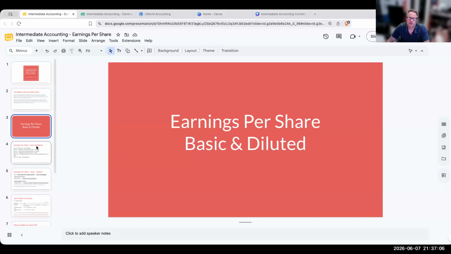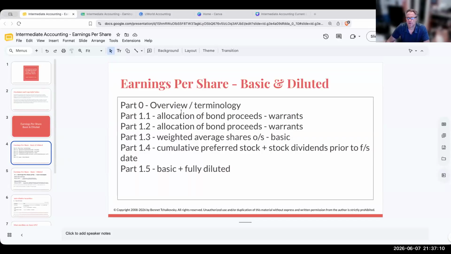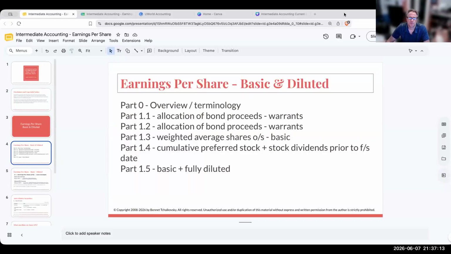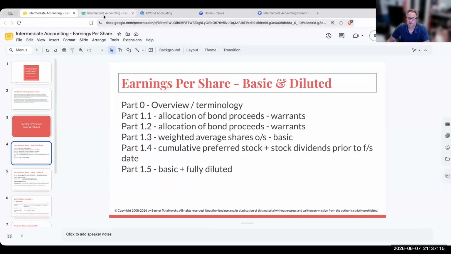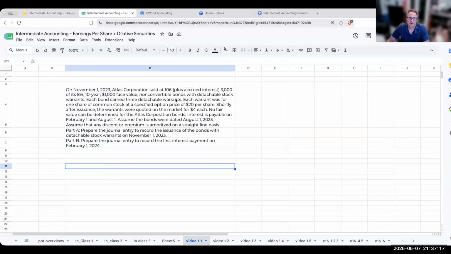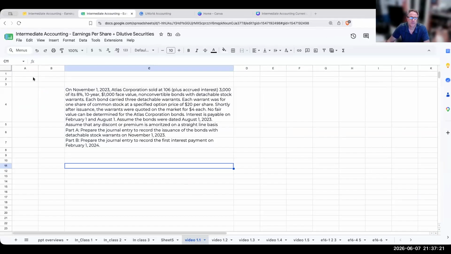So here we go. We've got some earnings per share, basic and diluted. What we're going to do is go through a sample problem, 1.1, looking at the allocation of bonds and warrants. So let's go ahead and get started.